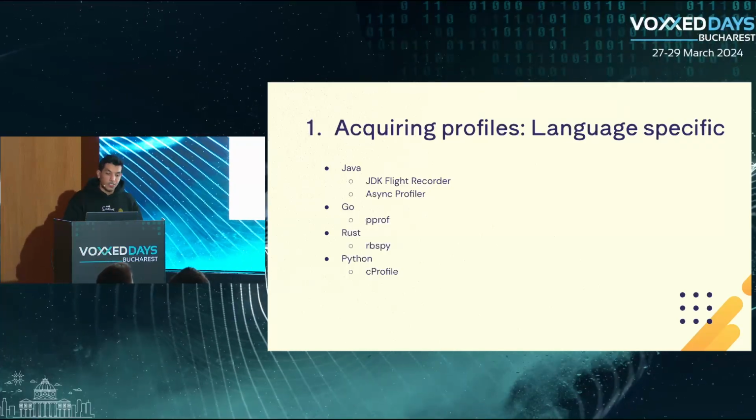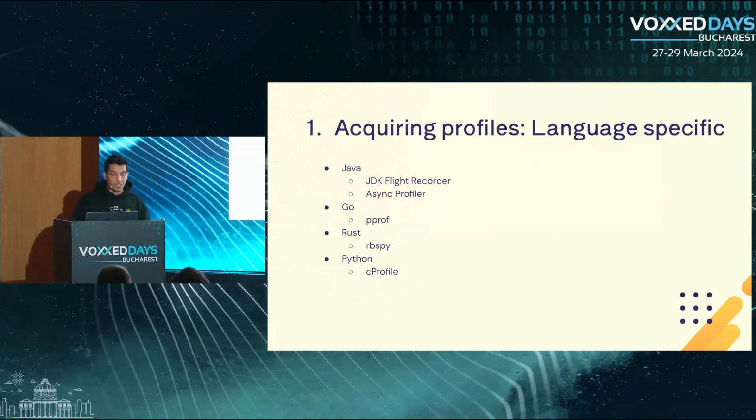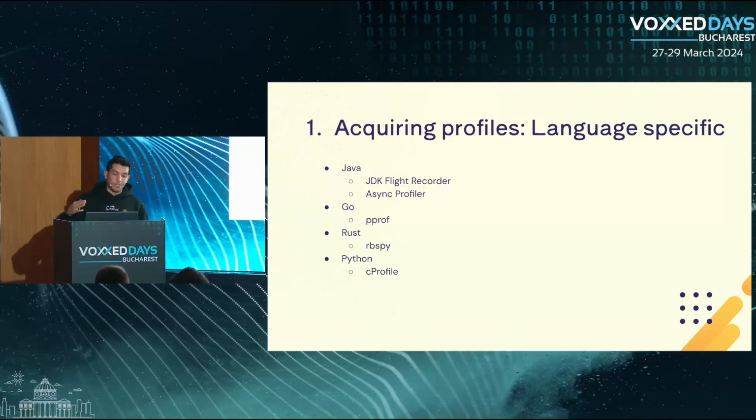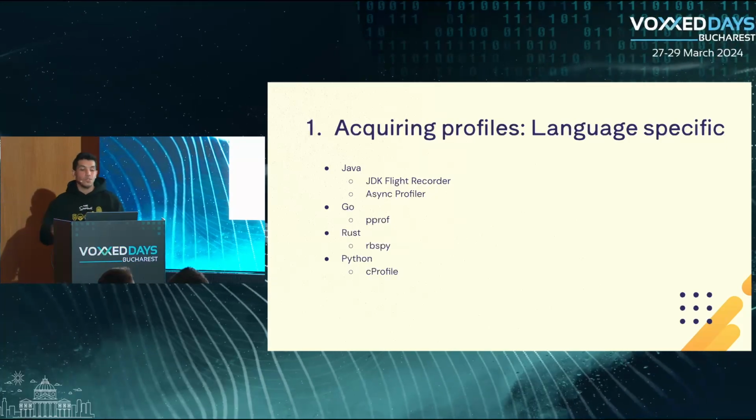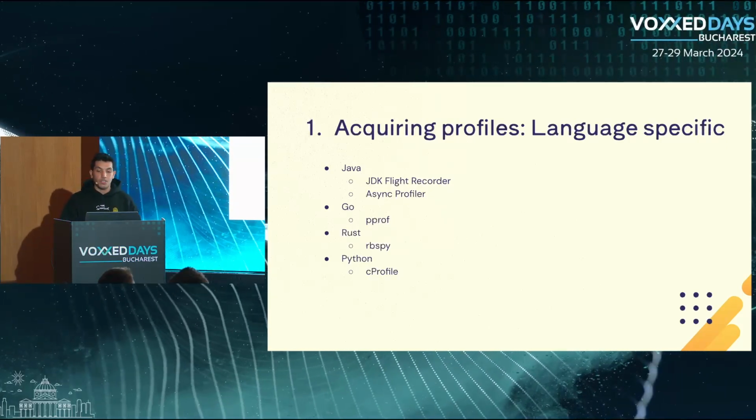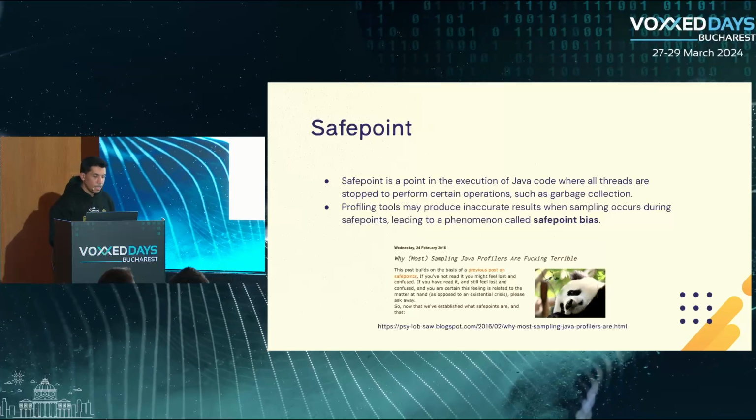If you are using other languages, Go has pprof, Rust has its own tooling, Ruby has rbspy, Python has cProfile. Each language has its own profiling tool that you can use to acquire language-specific profiling.